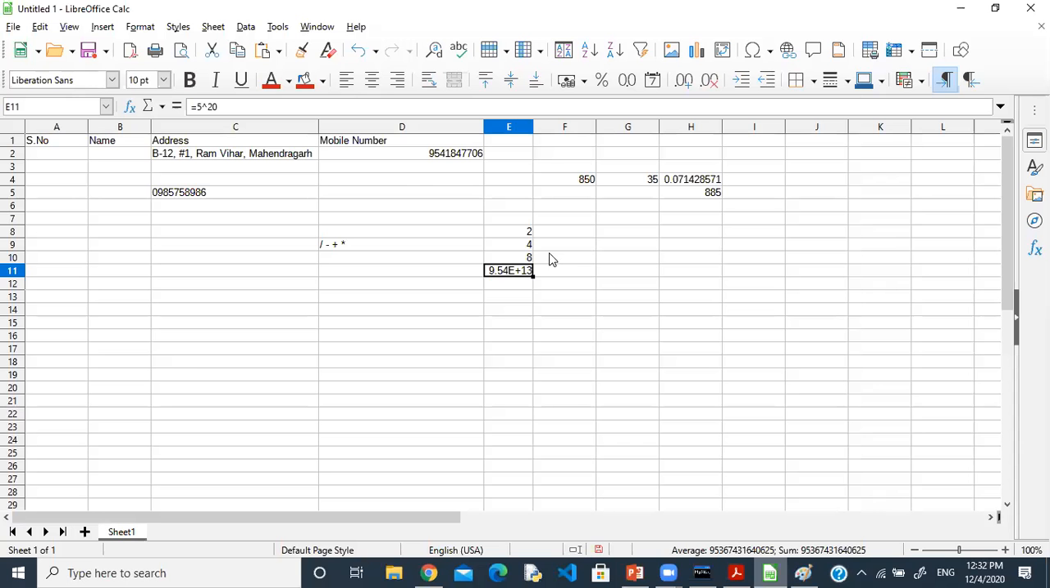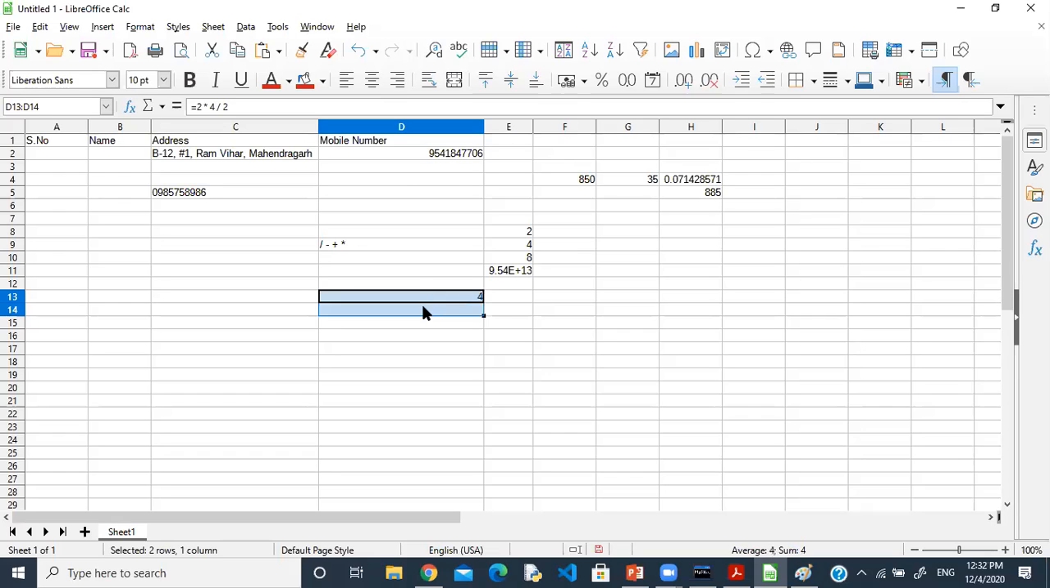For example, come here. Now I'm going to write one expression here. Try to understand: 2 multiply 4 divide 2. What am I getting? I'm getting 4.